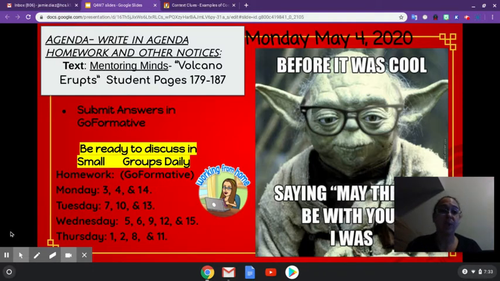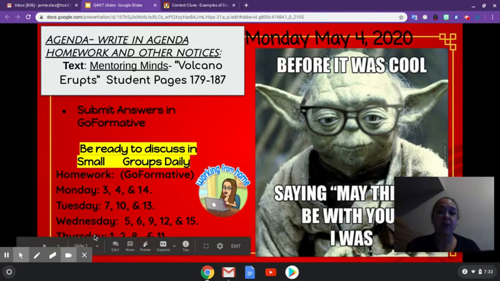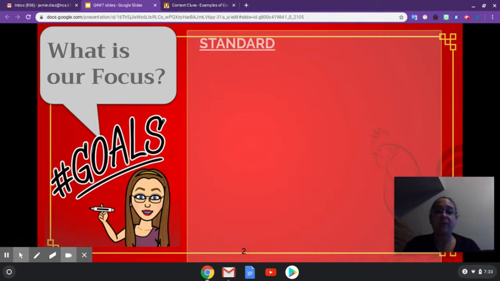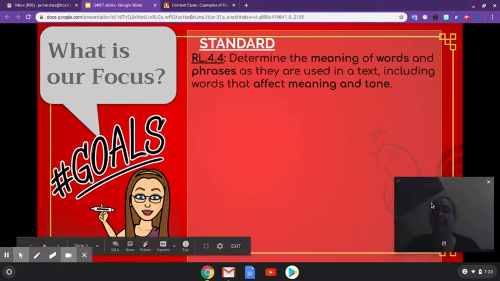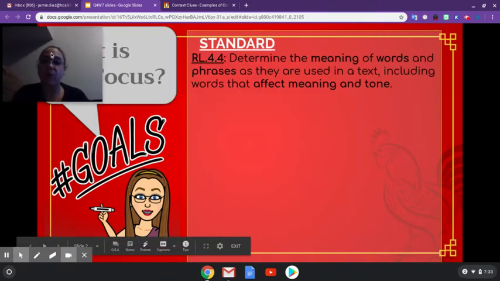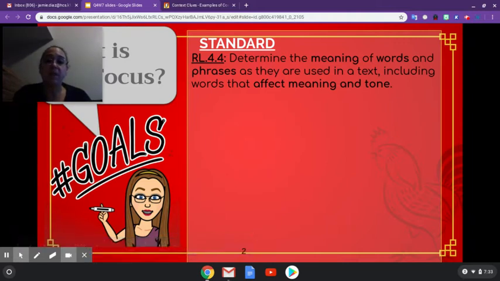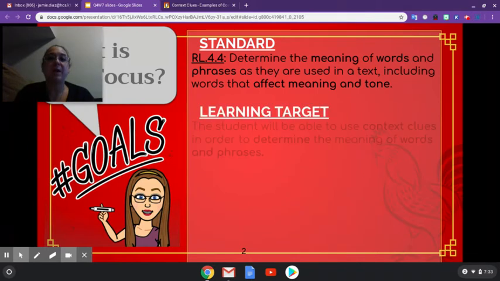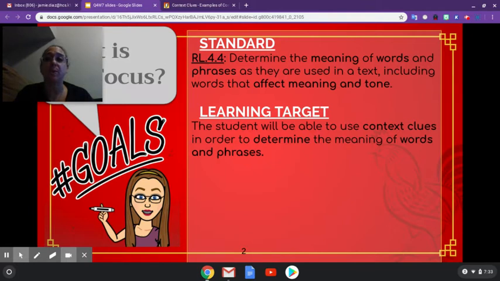Going into our lesson for today, let's go ahead and go over our standards for today. As on normal Mondays, we will be focusing on vocabulary. So it'd be the RL 4.4. You will be determining the meaning of words and phrases as they are used in a text, including the words that affect the meaning and tone. Next, the student will be able to use context clues in order to determine the meaning of words and phrases. So that is your learning target.